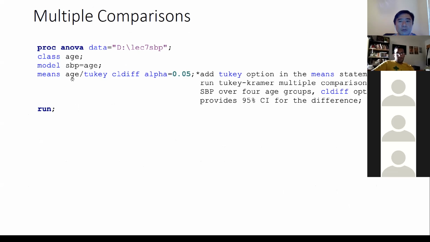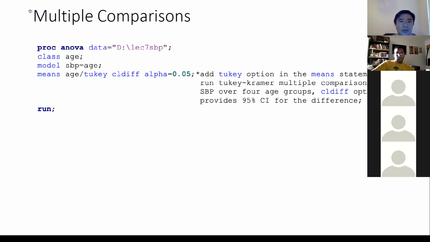And the means statement has the factor, which is the one-way factor in ANOVA. So in this example, it's age. And these Tukey options in the means statement will run the Tukey-Kramer multiple comparison. Also you can ask for a 95% interval, which is the CL option. And here you will specify the nominal alpha level. So usually we'll use 0.05.